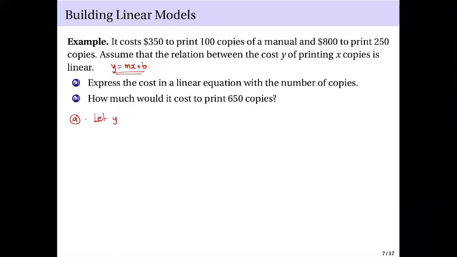So let y be the cost of printing x copies of the manual.